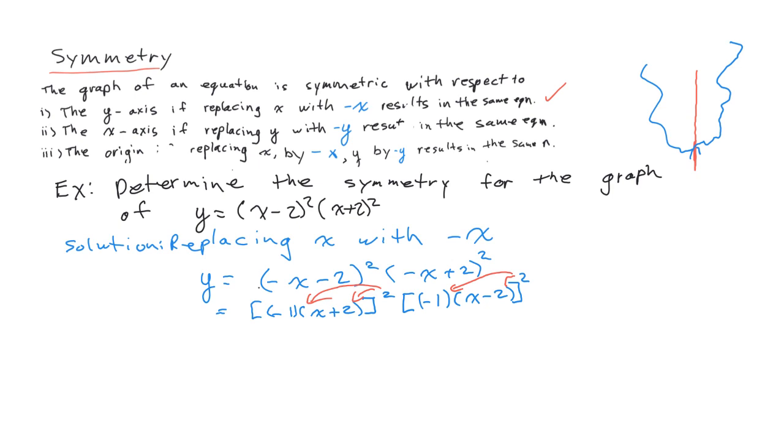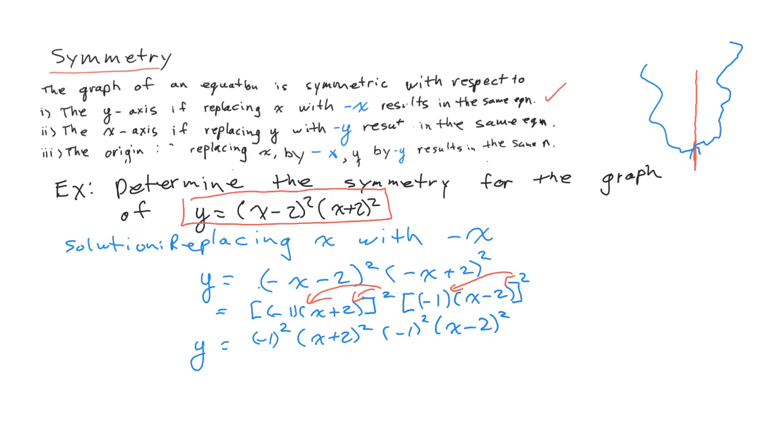All right, so now let's simplify. So we end up with y is equal to negative 1 squared times (x plus 2) squared times negative 1 squared times (x minus 2) squared. Well, this is the original equation that we're looking at, right? And we're trying to make it so that our final answer looks like our original equation. So let's see if this simplifies properly.